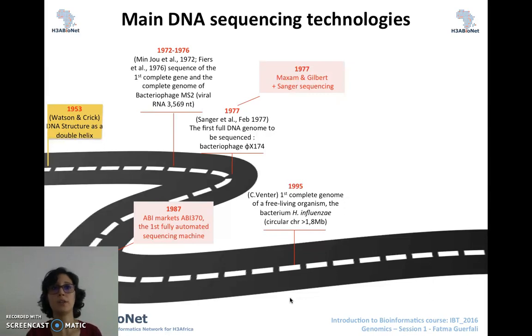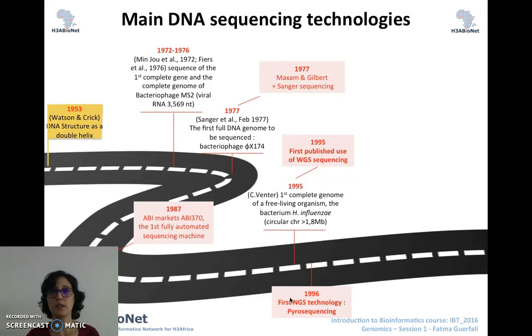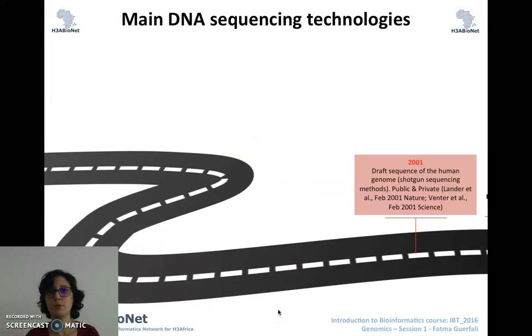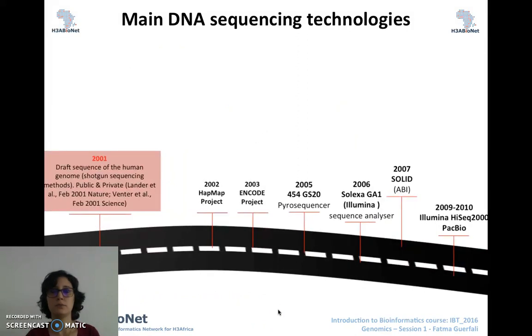So there was a need, in fact, to develop novel and more powerful technologies. The first NGS technology was published in 1996 and is called pyrosequencing, but the real acceleration in the efforts came after the sequencing of the human genome in 2001, which we will be talking about. And you have also here an overview of the NGS technologies that were developed more recently and that we will see later on.